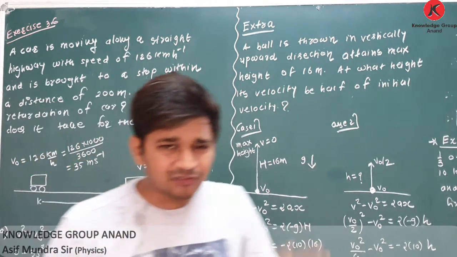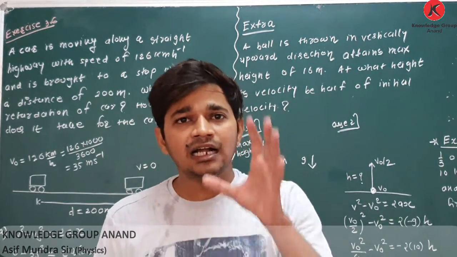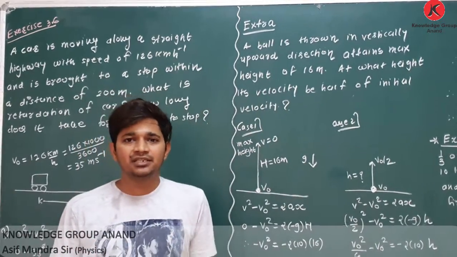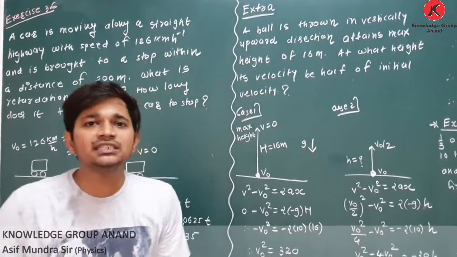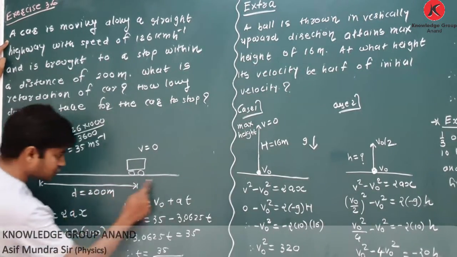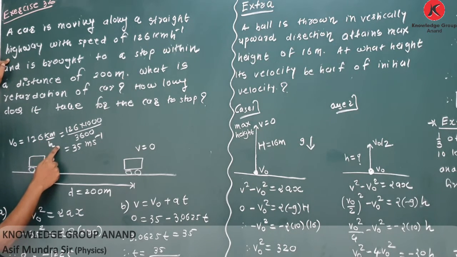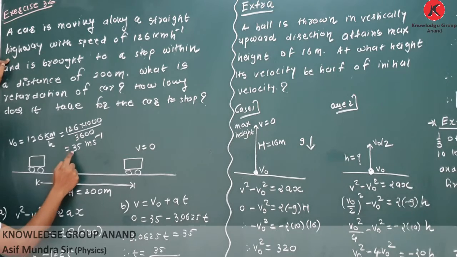Now see, in physics, if you want to solve any question easily, first of all, understand the data. What is given? Draw the situation. A car is moving on a straight highway with a speed of 126 km per hour, which means its initial speed v0 is equal to 126 km per hour. How to convert this km per hour into meter per second? Simple. Kilometer means 1000 meter, hour means 3600 second. So it is 35 meter per second.